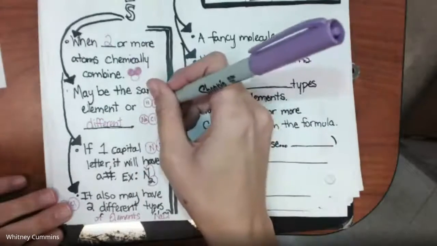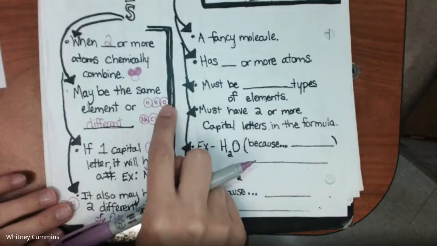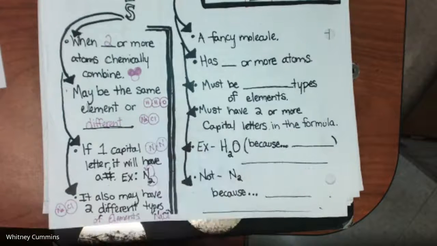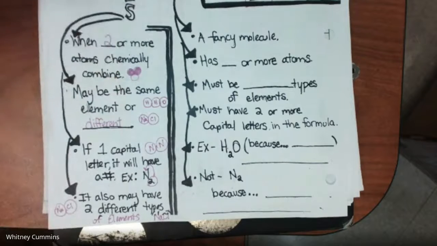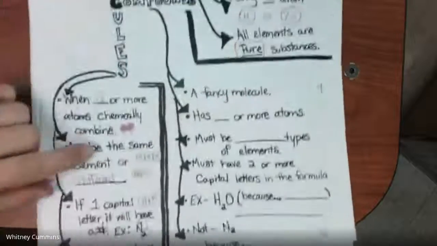So like if I had H2O, this is still considered a molecule because it's got more than one thing. It's got different stuff stuck together or chemically combined. All right, and then finally, we get a little bit crazier. These two are pretty simple because everything is going to either be an element or a molecule.